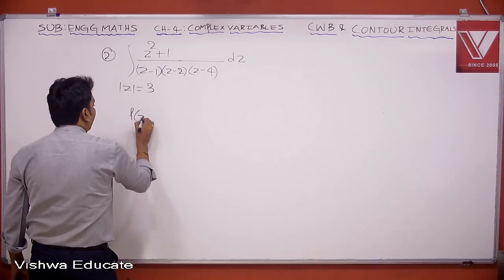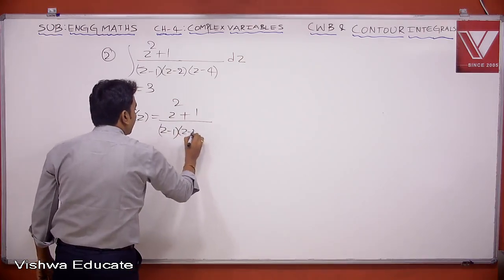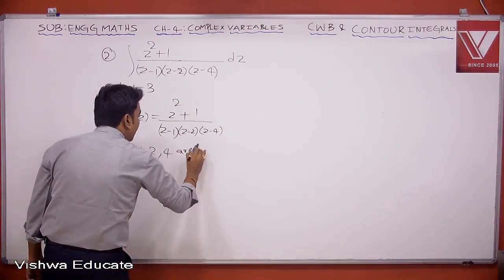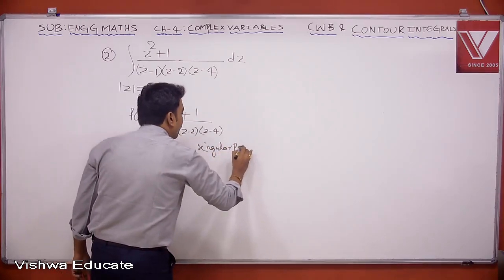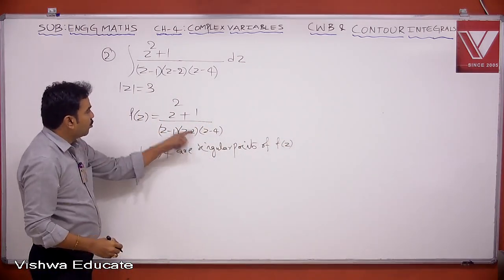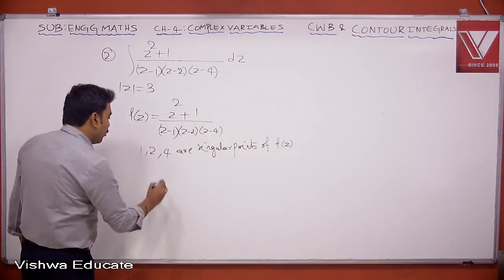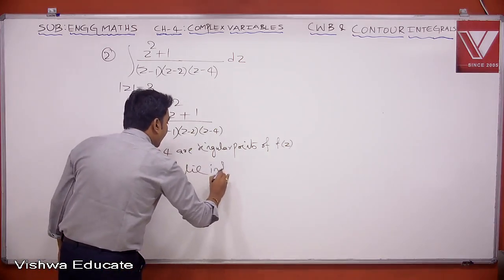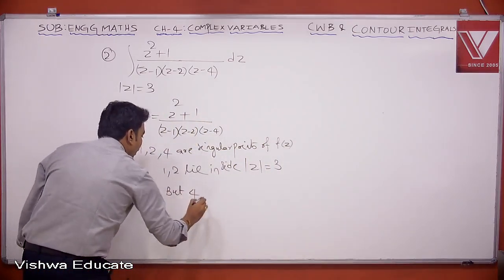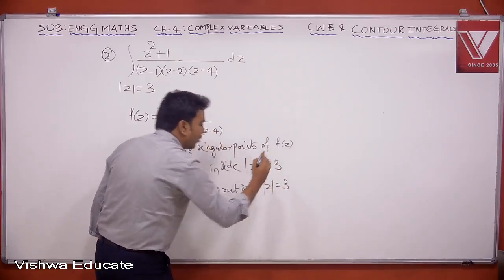So what is my function? f of z is the total function: z square plus 1 divided by z minus 1 into z minus 2 into z minus 4. So 1, 2, 4 are singular points of f of z, but 1 and 2 lie inside the circle, and 4 does not belong to this circle. Therefore 1 and 2 lie inside the contour mod z equal to 3, but the singular point 4 lies outside the contour. So how to get this value is by the residue theorem.